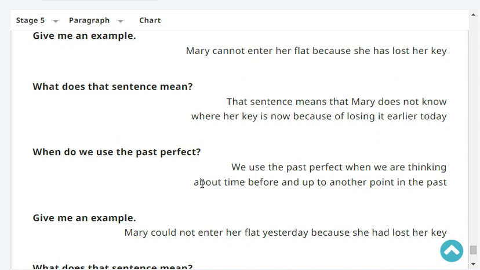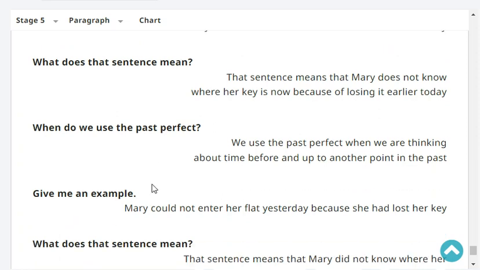What does that sentence mean? That sentence means that Mary doesn't know where her key is now because of losing it earlier today. Very good.